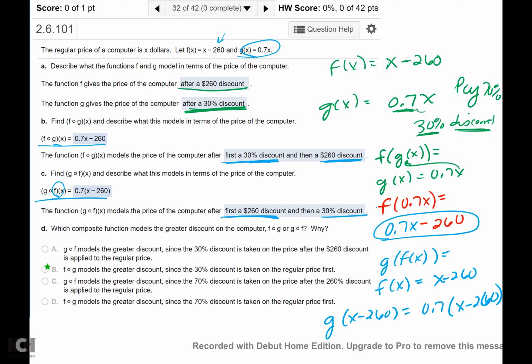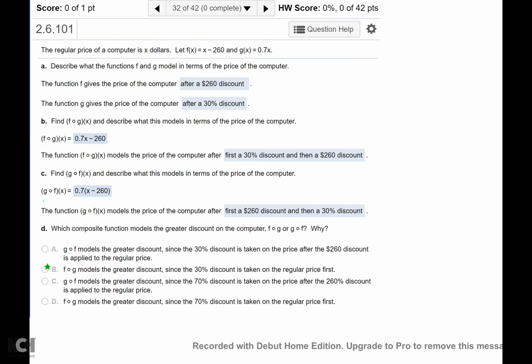All right, well, to figure this out, I need more room. Oh, no, I can erase it. There's my two functions, okay? So I'm going to erase all this ink. Sorry. There's my two functions. Let's make up a price. Let's say that the computer is $100. Yeah, good luck with that. But let's just pretend, okay?